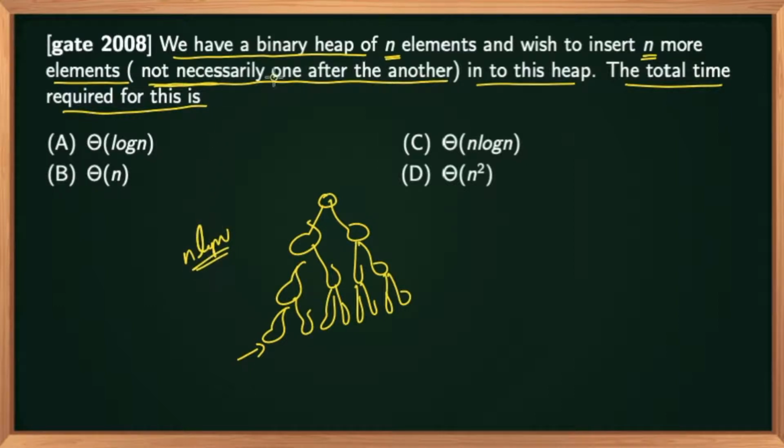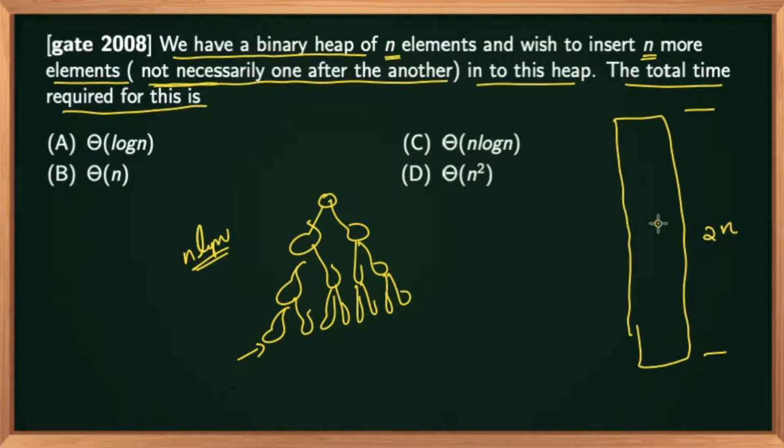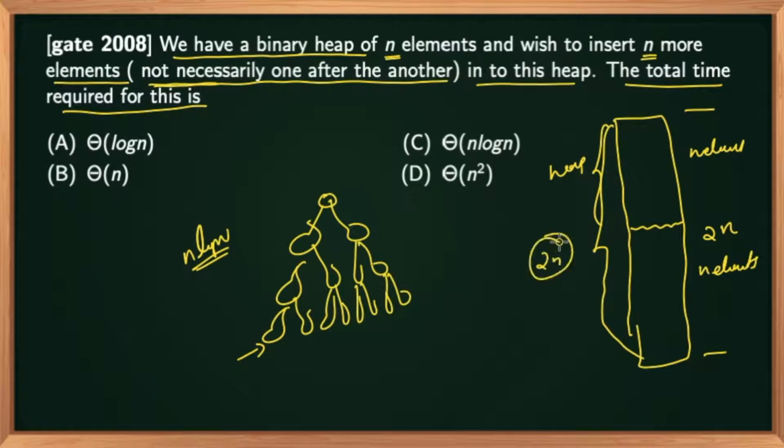But it's given that it is not necessary that you have to insert one after the other. So let's assume all these 2n elements are in this array. It is okay that we have a heap here having n elements, and the remaining n elements are here. Now just assume that you have to construct a heap from 2n elements, ignoring the fact that you have a heap of n elements here.